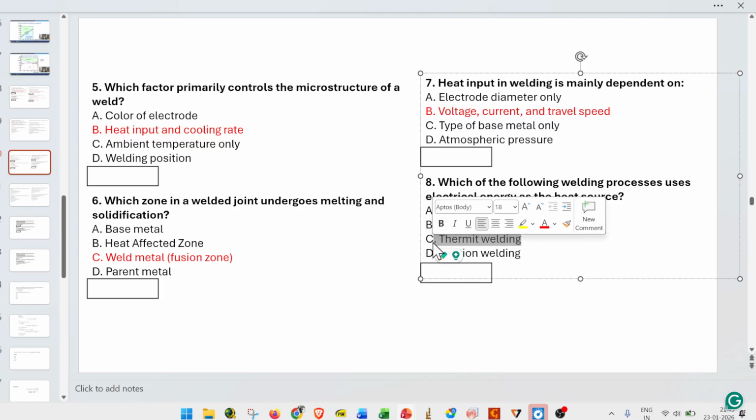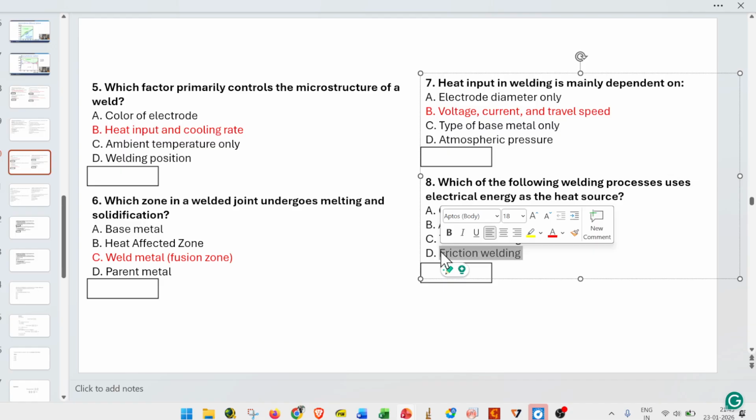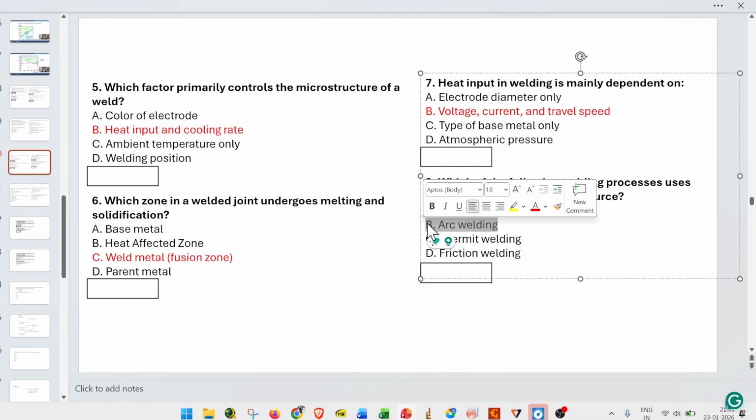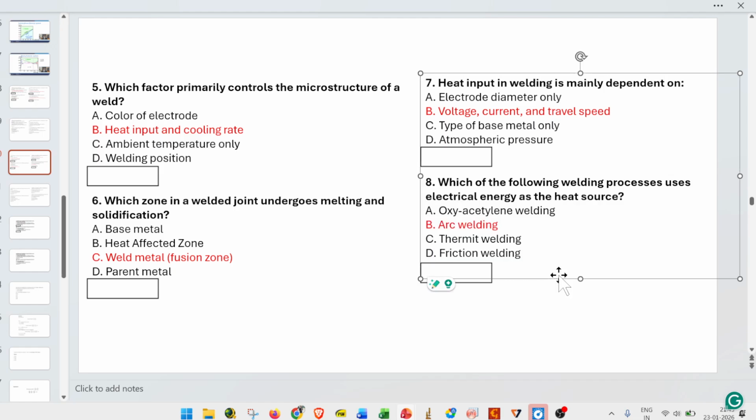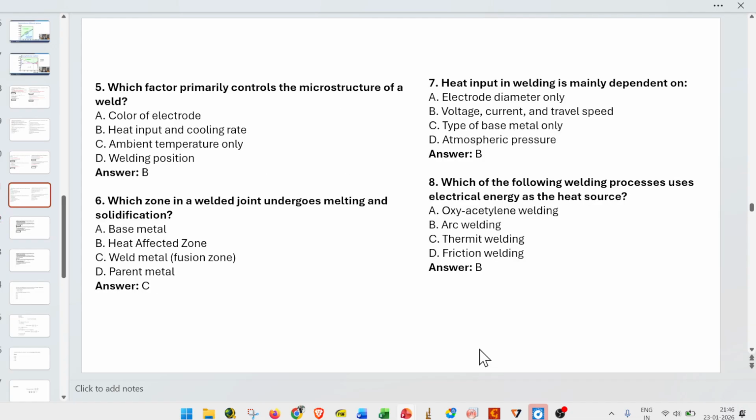In the case of thermite welding, thermite welding also uses chemical reactions to generate heat, an exothermic chemical reaction. Here fuel will burn, and that will generate the heat. And option D is friction welding. In friction welding, because of the friction between the two contact surfaces, heat will be generated. So the option will be arc welding. Here we use the electric arc as a heat source, so that's why it is called arc welding. These are the answers.